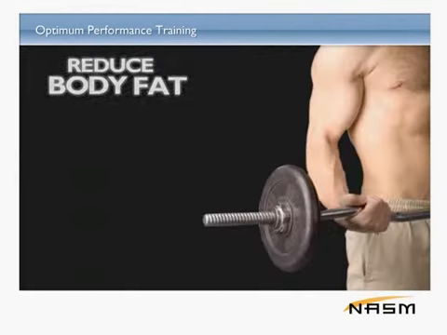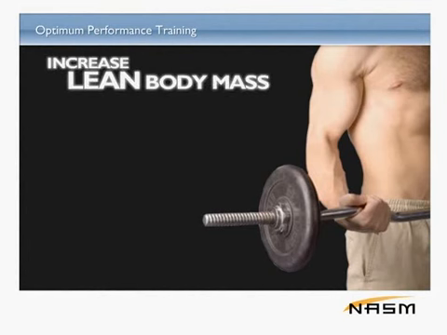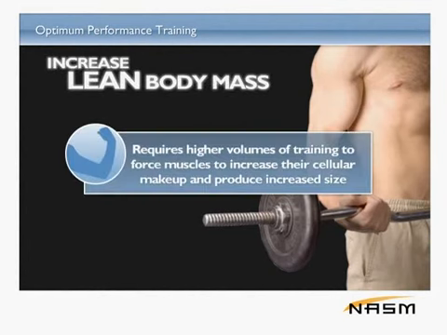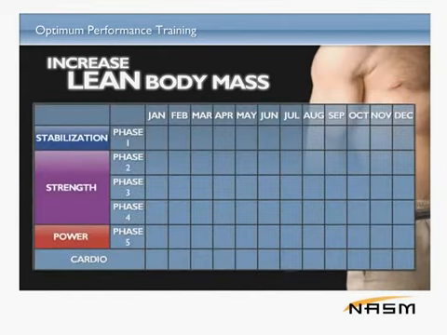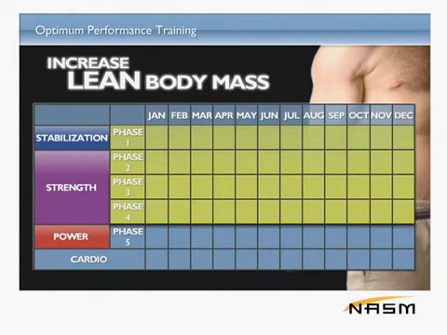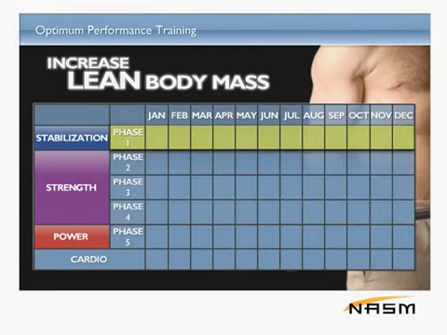The goal of increasing lean body mass, or hypertrophy, requires higher volumes of training to force muscles to increase their cellular makeup and produce increased size. With the goal of hypertrophy, the client can be cycled through the first 4 phases of the OPT model depending on the needs and wants of the client. The client will start in Phase 1 to ensure proper muscle balance and endurance of the stabilization muscles. He or she will remain there for approximately 4 weeks before moving into Phase 2.